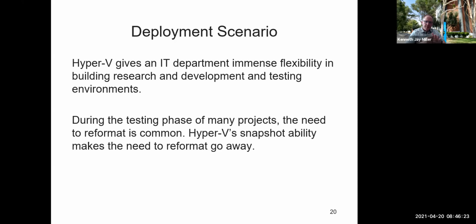Okay. So remember when we talked about the Microsoft Solution Framework and the testing phase? That's where we go out and try things out. We see how it works. We make adjustments. Well, a virtual environment is an excellent choice for doing that. The need to reformat is common, and Hyper-V's snapshot ability makes the need to reformat go away, right? We just take a picture of it, a snapshot, something goes sideways, we just say, oops, go back to the snapshot, and we're right back where we were.